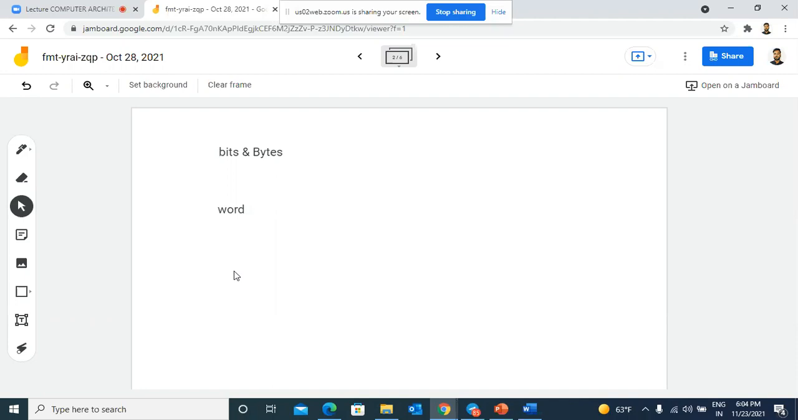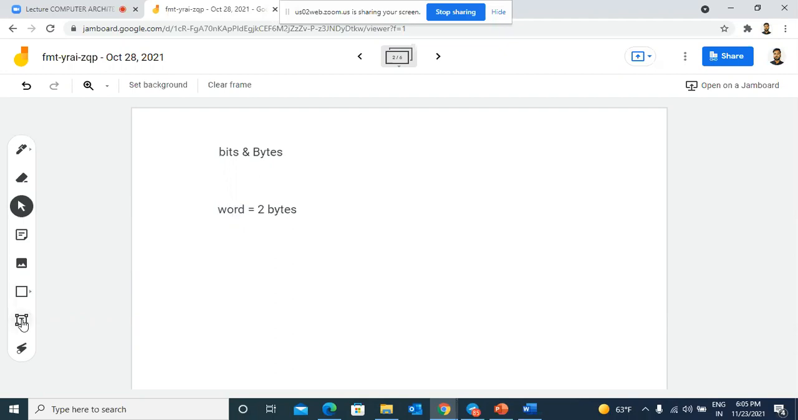Okay. And double word is 4 bytes. Let's say double word. One word is equal to 2 bytes. Clear? This is a general thing: 1 bit, 8 bits equal to 1 byte, and 1 word is equal to 2 bytes.